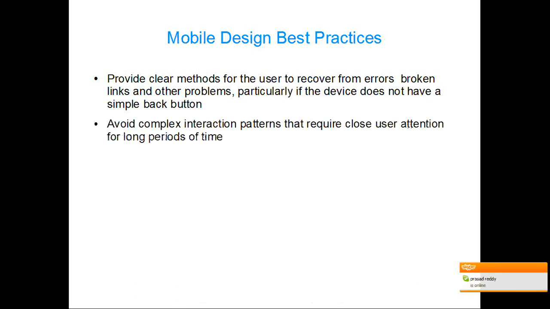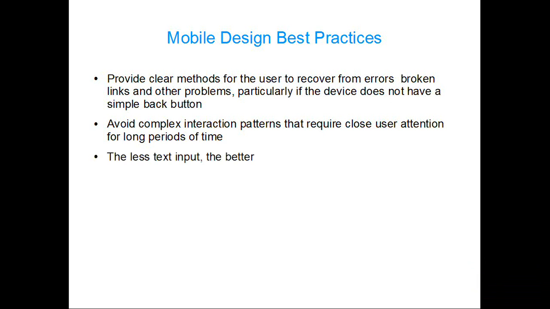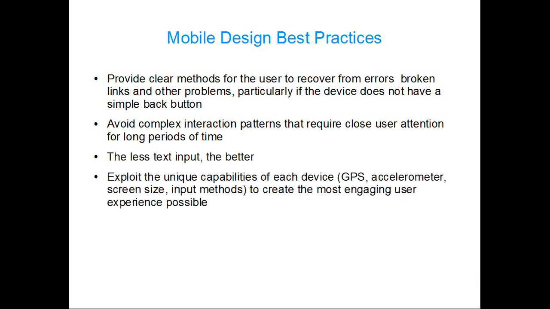Then avoid complex interaction patterns that require close user attention for a long time. Complex things users will never understand and they will never prefer doing it in a mobile context. And the less text input, the better. Exploit the unique capabilities of each device. Each device has GPS, accelerometer, screen size, inputs, a lot of things. All of them have their own way of showing that. So if we use those capabilities, we can actually increase the user experience of the devices.